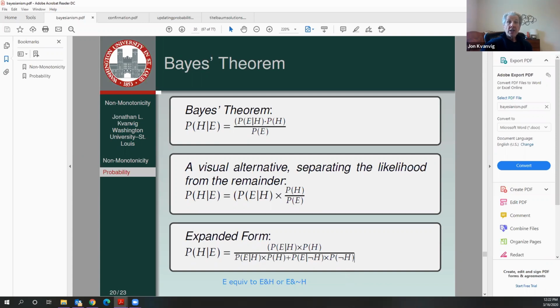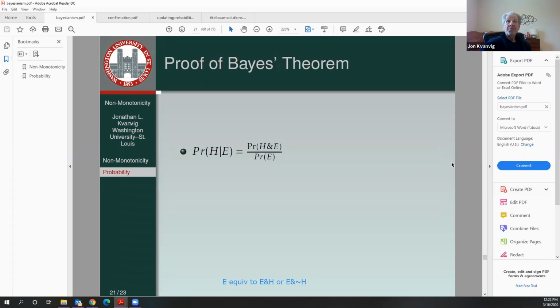But it turns out this one, where we just partition the evidence space in terms of the hypothesis, is most useful for helping us apply Bayes' theorem to particular cases. So the proof of Bayes' theorem is stunningly simple. In fact, it's so simple you wonder, why does it get named after Thomas Bayes at all? It's so simple. The reason is because it's incredibly useful.